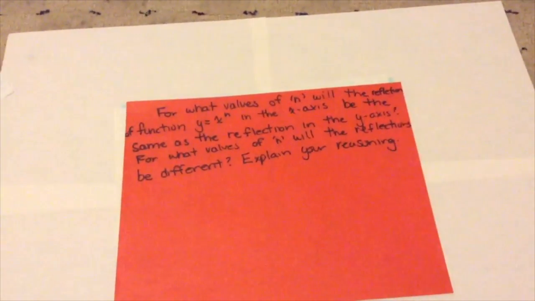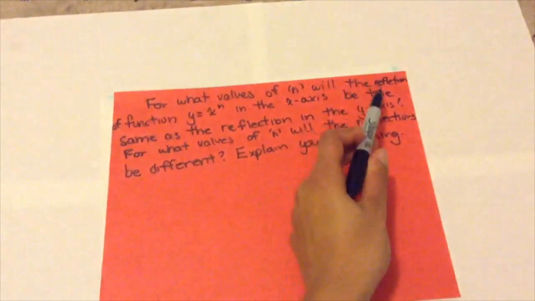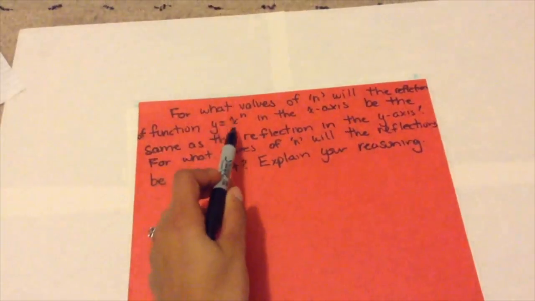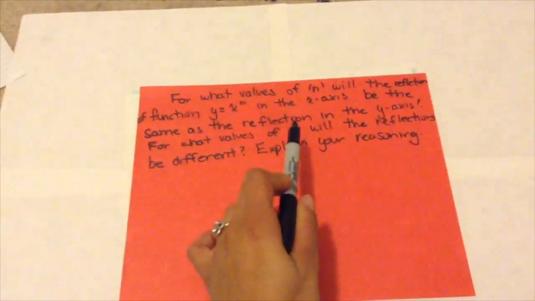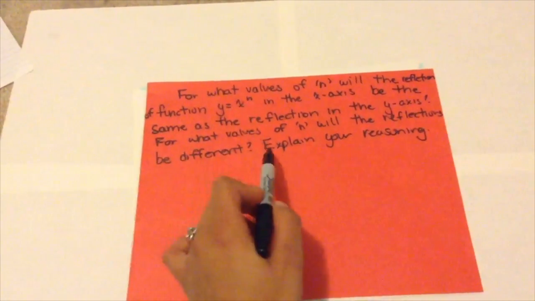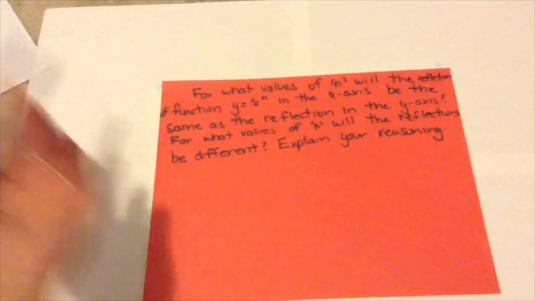For what values of n will the reflection in the function y equals x to the exponent n in the x-axis be the same as its reflection in the y-axis? For what values of n will the reflections be different? Explain your reasoning.